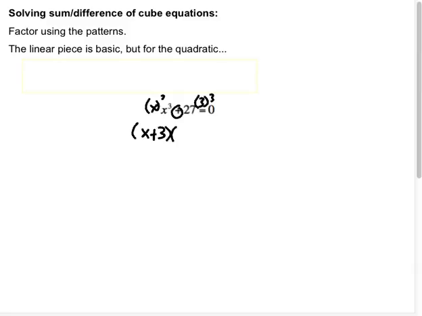Now to make the quadratic, well, the quadratic starts with two from the first piece, so x times x gives me x squared. Then one of each, x times 3 gives me 3x. And then finally, both coming from the second piece, 3 times 3 gives me 9. The last one is always positive. Middle is always opposite of the linear piece.